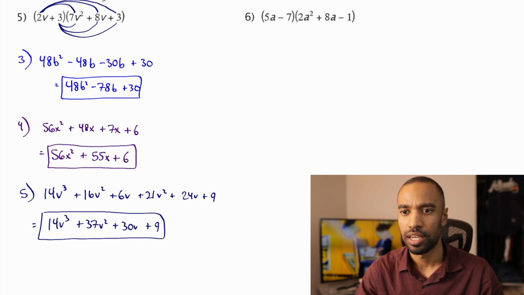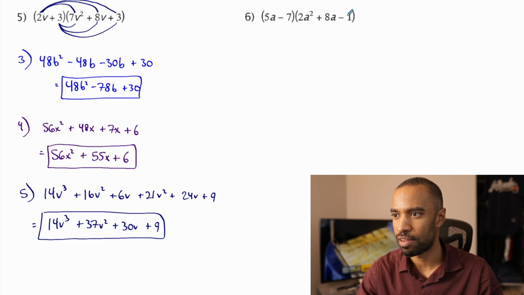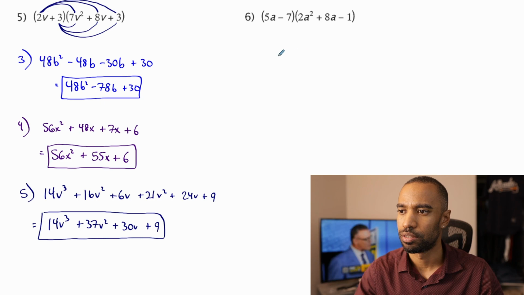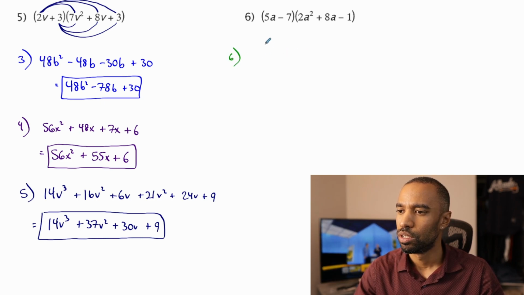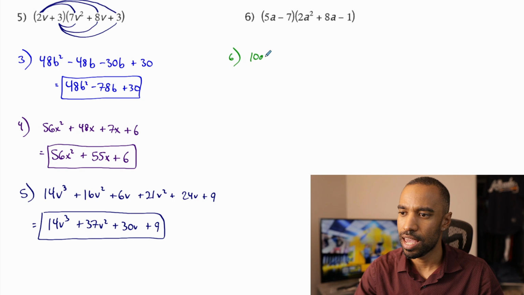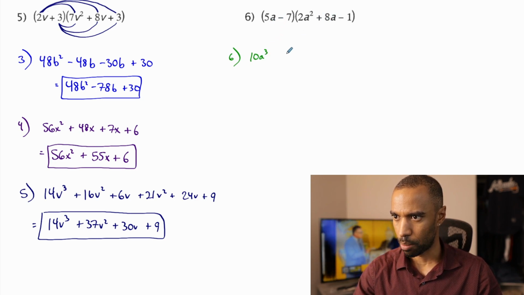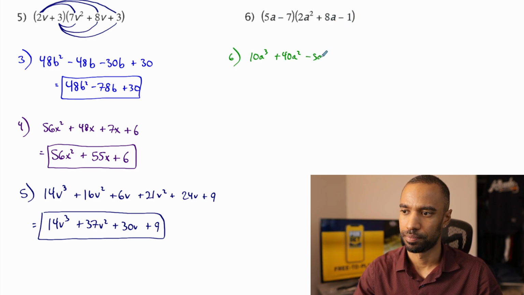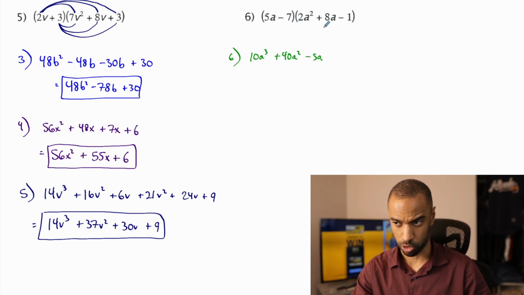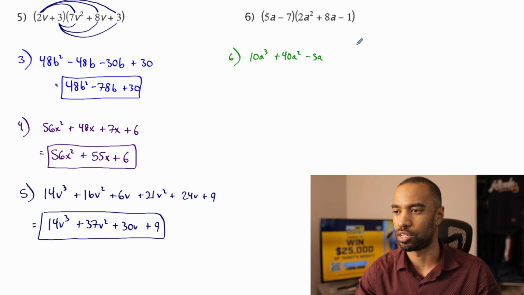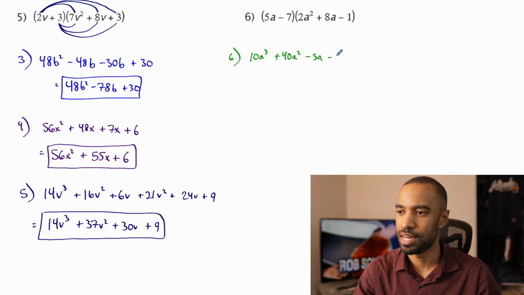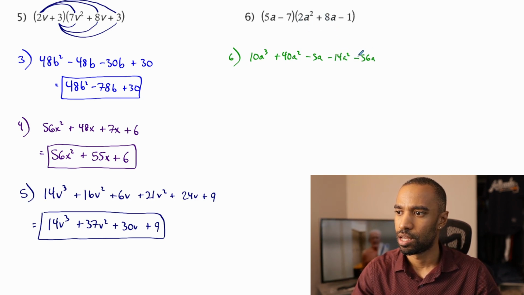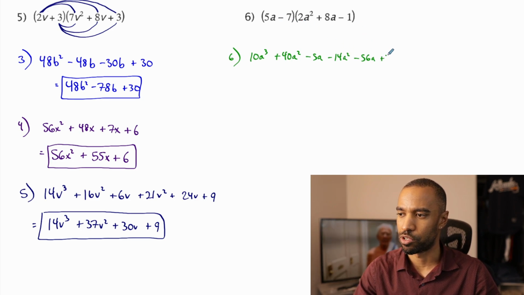So once again, distribution. Can I go without the arrows here? Would it make sense that I do 5a times those things? Sure, let's go ahead and do that. So number 6 here, hold on. Let's do, that is 10a cubed plus 40a squared minus 5a. And now the negative 7 is going to multiply with all 3. And remember, it is a negative 7 that's applied to all 3 there. So negative 14a squared, and then minus 56a, and then plus 7. Negative 7 times negative 1 is plus 7.